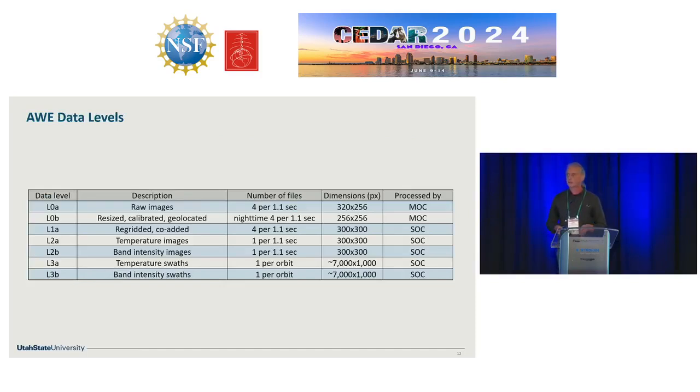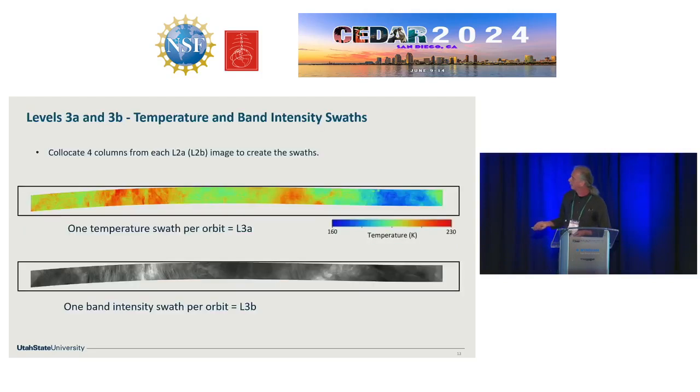Of course, this is a NASA mission. We're going to make this data available to the public in various levels, level 0 all the way to level 3 data products that are processed at the Mission Operations Center at STL or the Science Operations Center in Logan. So these are raw images all the way to processed data, temperature swath along the orbit.